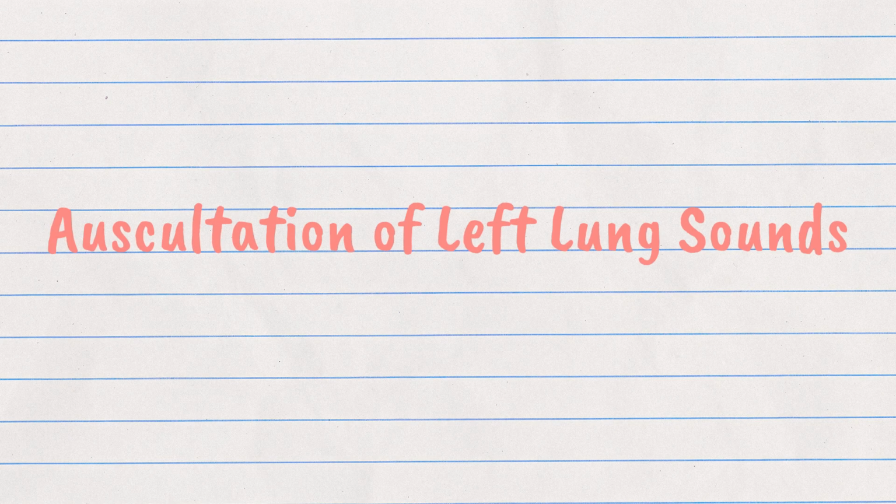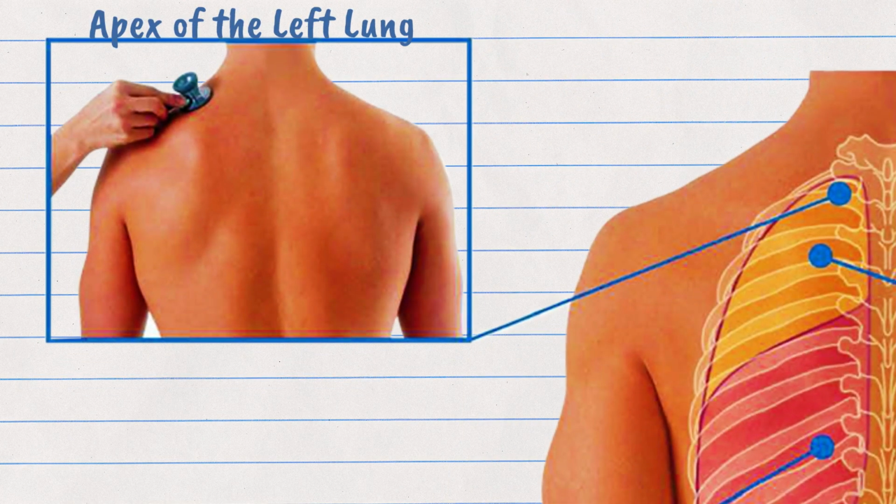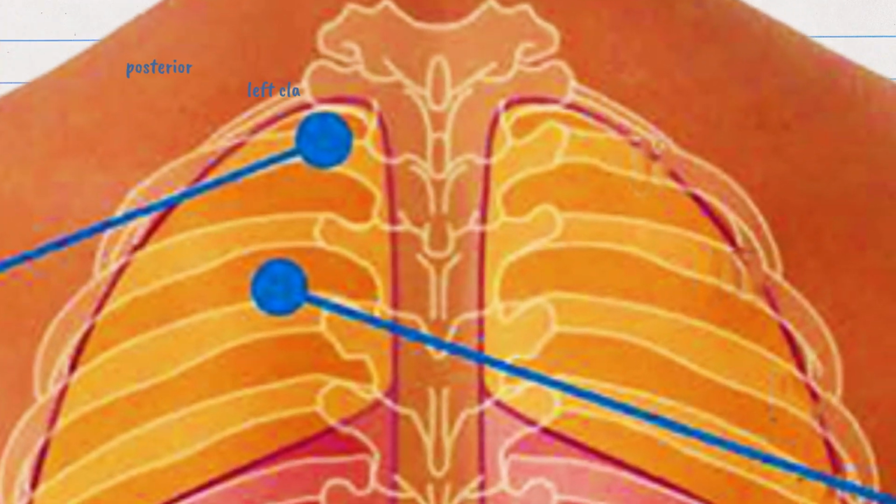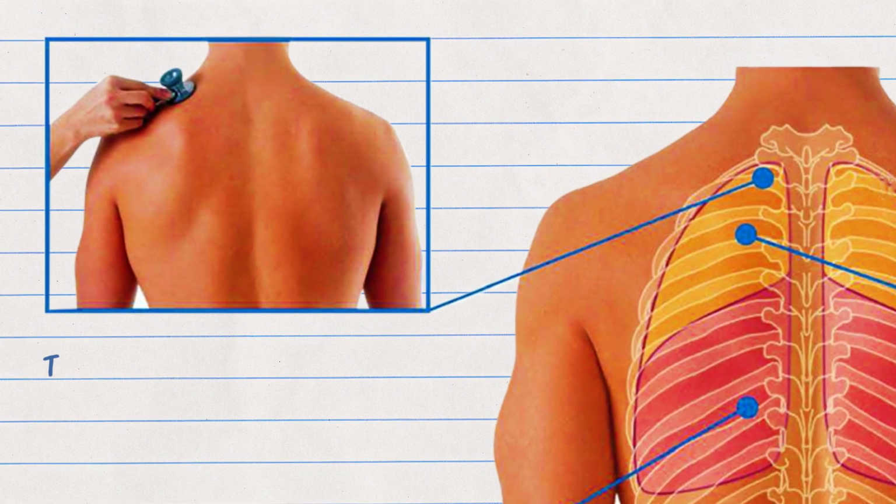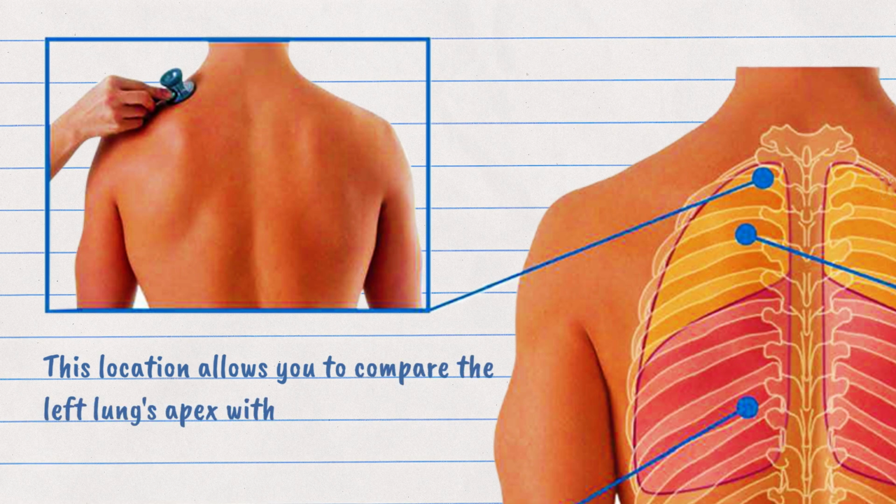Second, left lung auscultation. 1. The apex of the left lung. Position the stethoscope just above the left clavicle. This location allows you to compare the left lung's apex with the right.